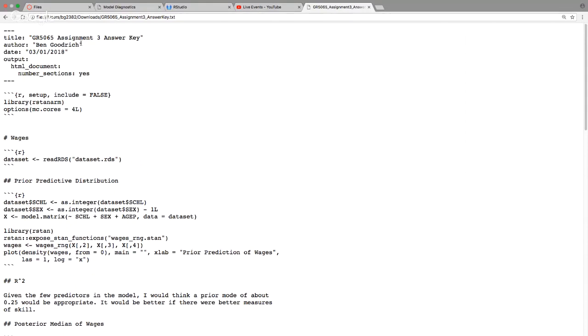So the first was on census data about wages. This happened to be in the state of Virginia, although it didn't tell you that.